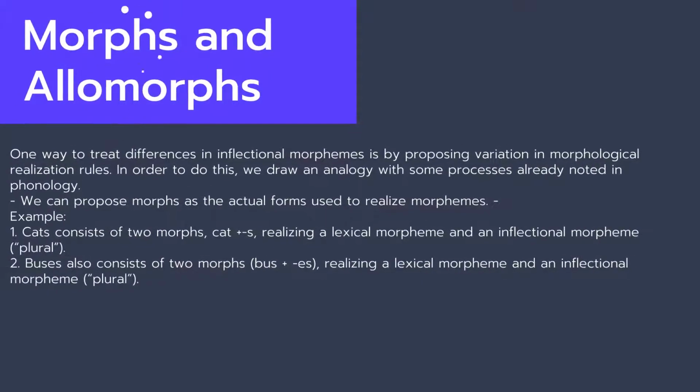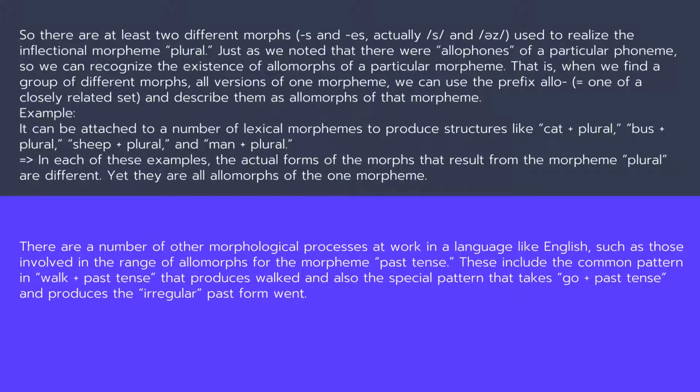Example 2. Buses also consists of two morphs, bus plus -es, realizing a lexical morpheme and an inflectional morpheme, plural. So there are at least two different morphs, -s and -es, actually /s/ and /ɪz/, used to realize the inflectional morpheme plural. Just as we note that there were allophones of a particular phoneme, so we can recognize the existence of allomorphs of a particular morpheme.